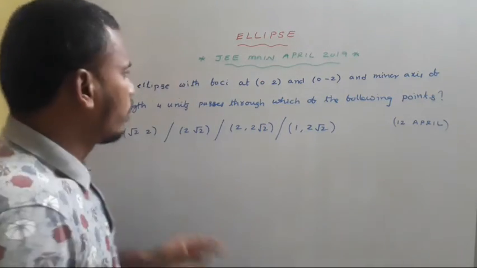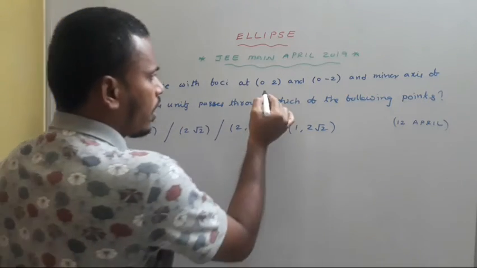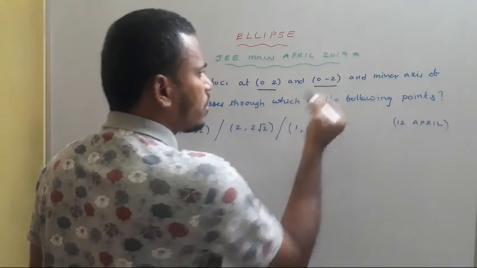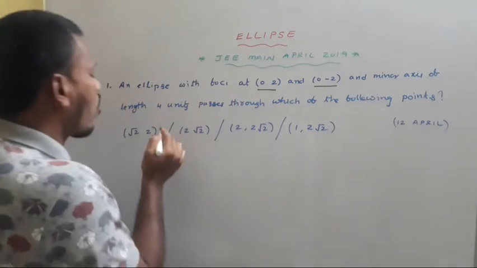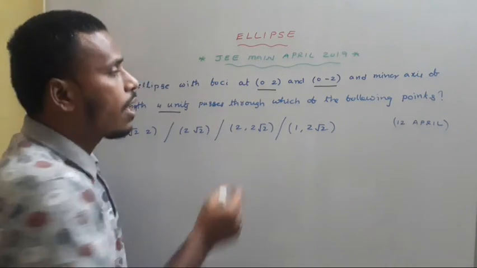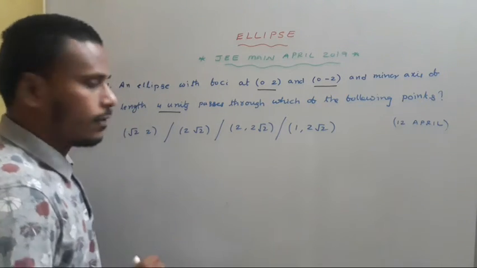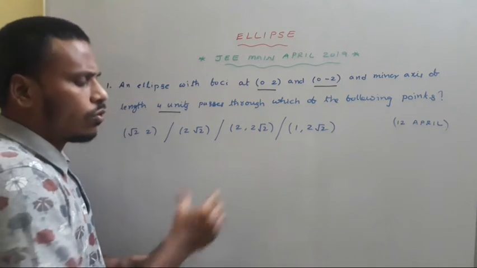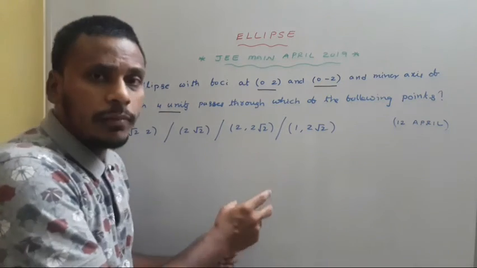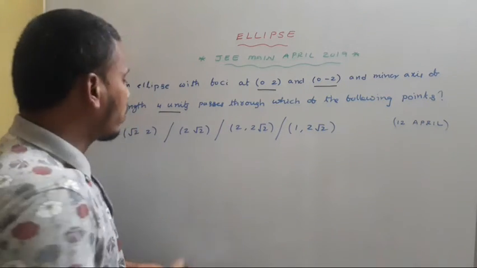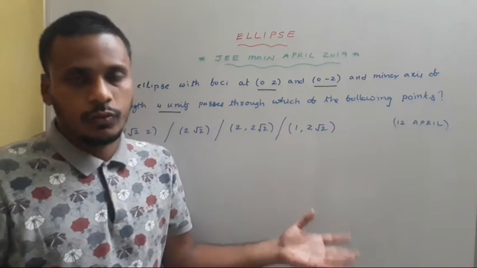Okay, so first question: an ellipse with foci at (0, 2) and (0, -2) and minor axis of length 4 units passes through which of the following points? So first thing, we need to construct the equation of the ellipse. We need to frame the equation of the ellipse. After that, we need to check which of these points satisfies that ellipse equation.